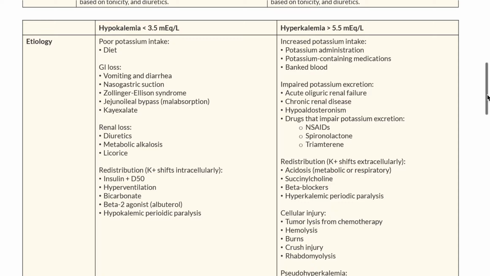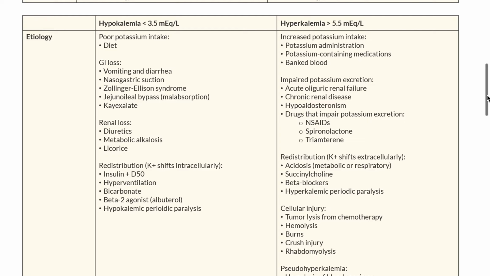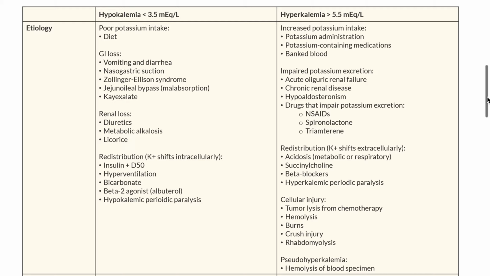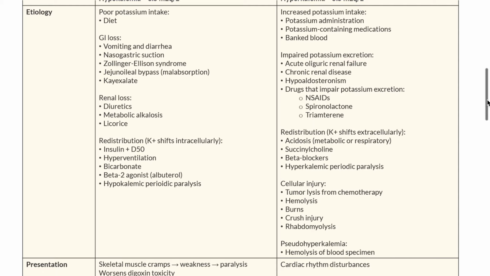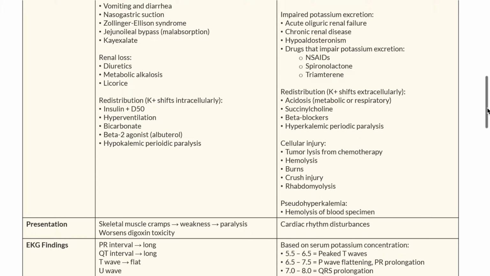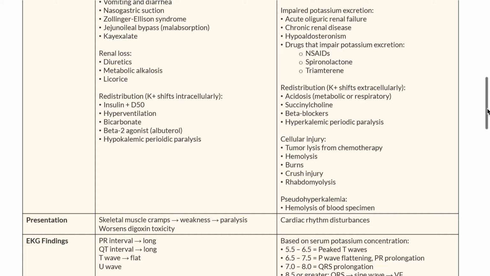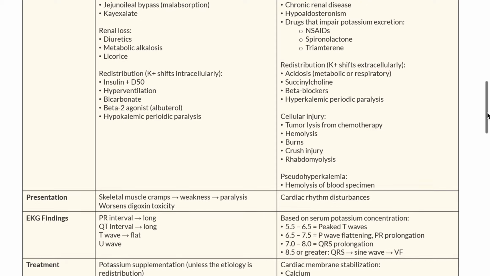Next is hypokalemia. This is defined as less than 3.5 milliequivalents per liter. It can be caused by poor potassium intake from diet, GI loss, so this is vomiting and diarrhea, nasogastric suction, Zollinger-Ellison syndrome, jejunal-ileal bypass, so this is malabsorption, and K-oxalate. Renal loss includes diuretics, metabolic alkalosis, and licorice.